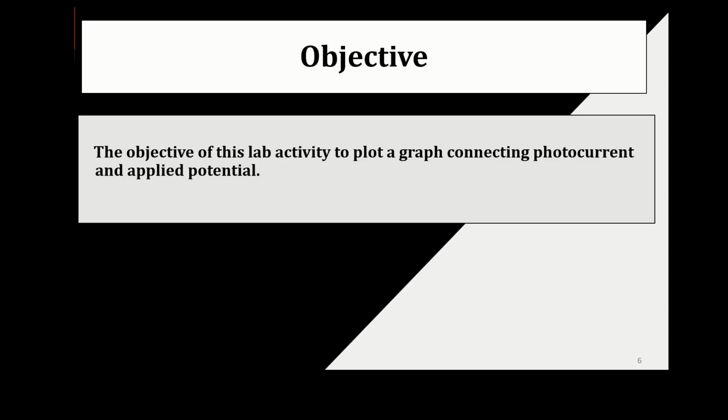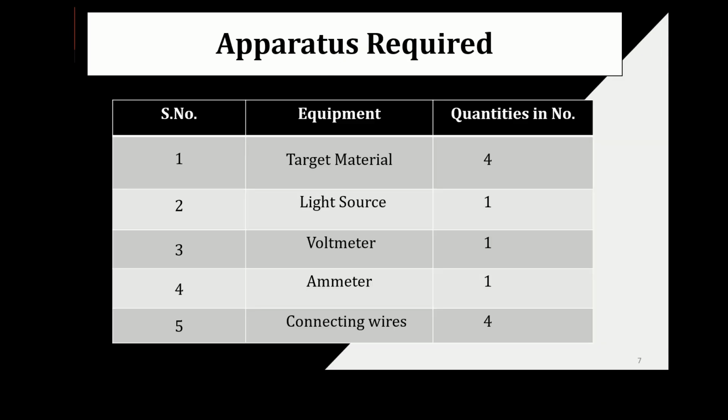So this is your lab activity today. For this, the apparatus required are a target material on which we will fall the light, and a light source from where we will fall the light on the target material. That target material is actually a photosensitive plate, because it will be affected when light falls on it. This is the target material that we use, and there are different target materials in the simulation link.